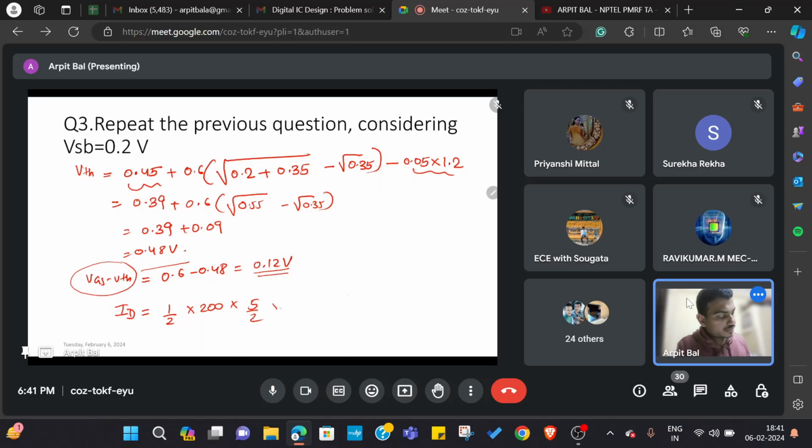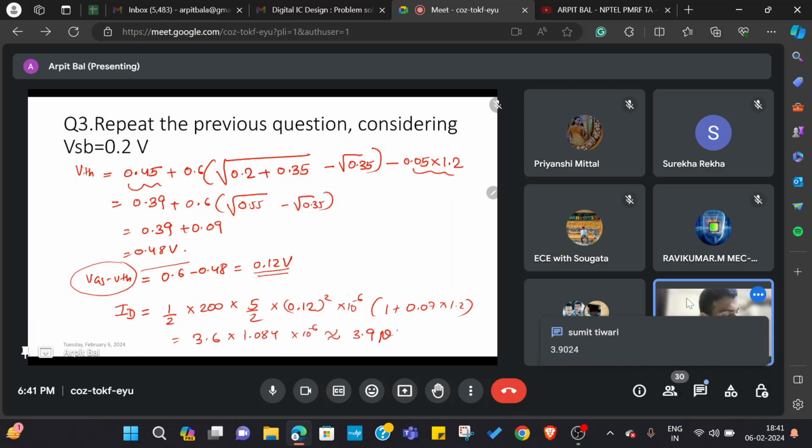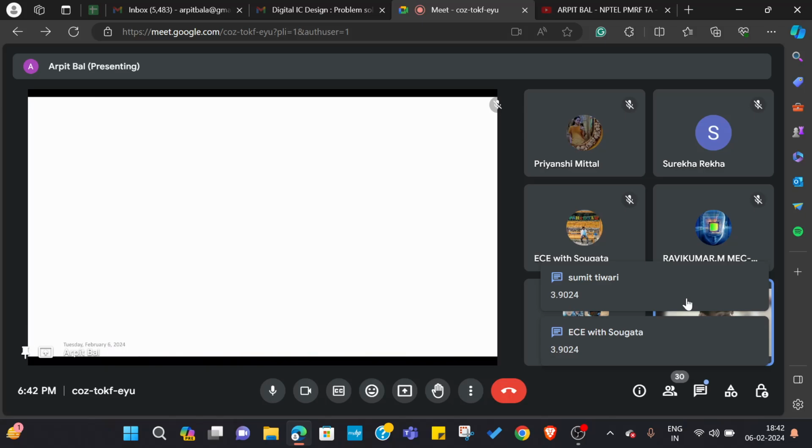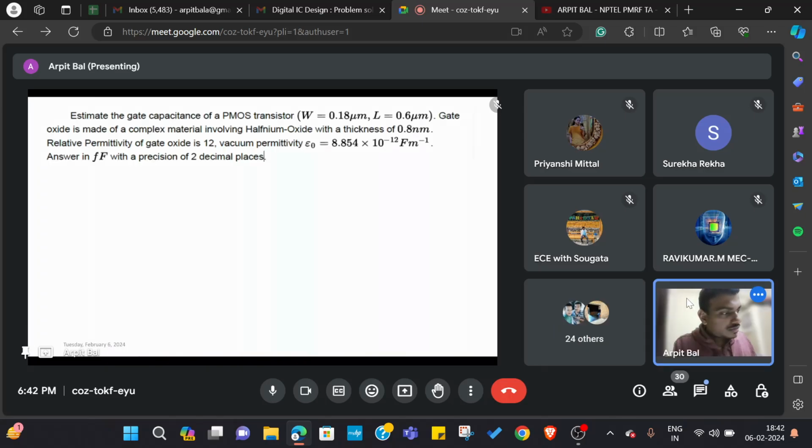Okay, to 0.12 square, 10 power minus 6, into 1 plus lambda VDS. Yeah, 3.9024.